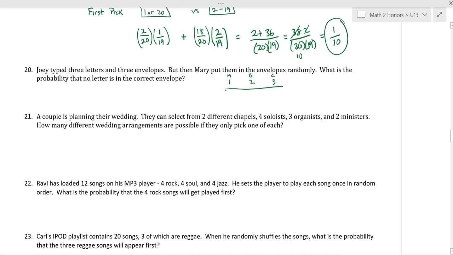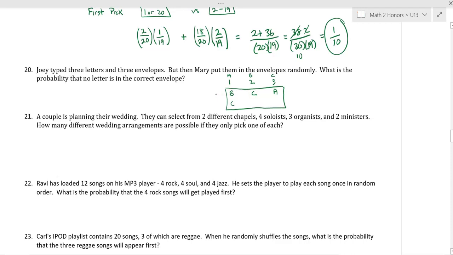So how many ways can we really mess this up where no letter is in its correct envelope? I can't put A with 1, I can't put B with 2, and I can't put C with 3. Well, if A can't go with 1, then either B goes with 1 or C can go with 1. If B goes with 1, B's not going to go with 2, and we can't have C here, so A would have to go here, and C would have to go here.